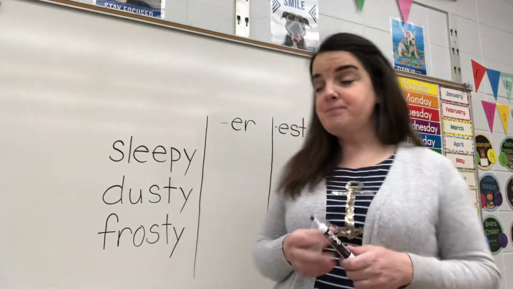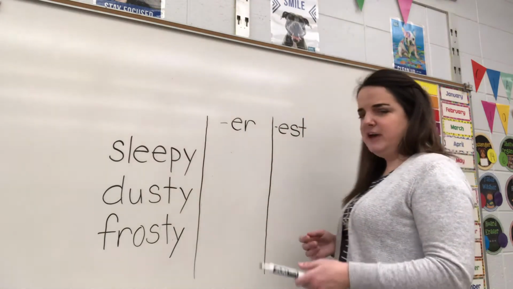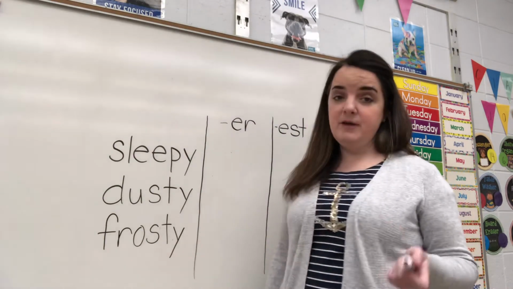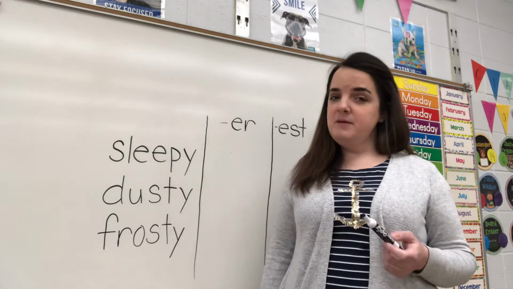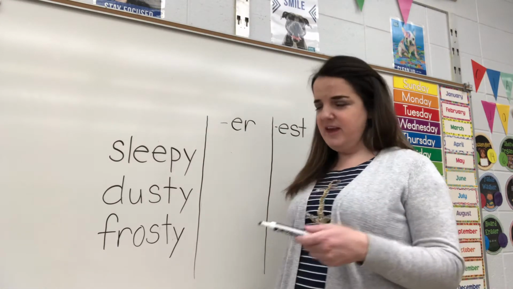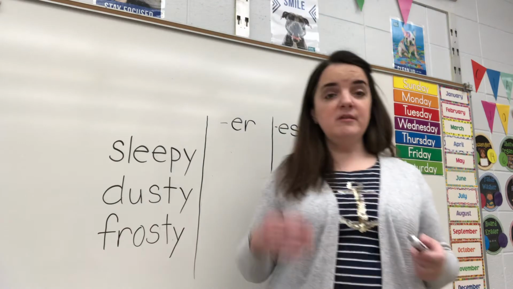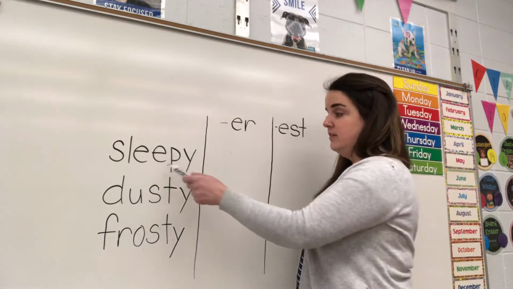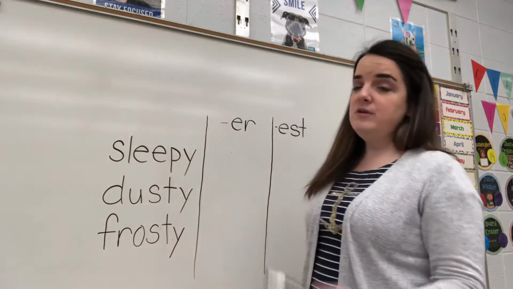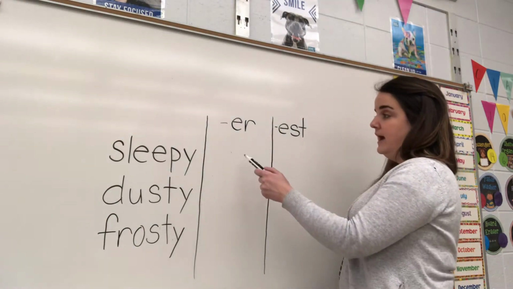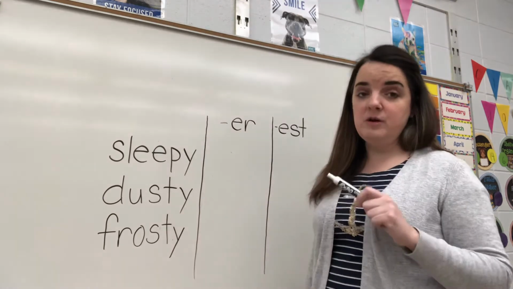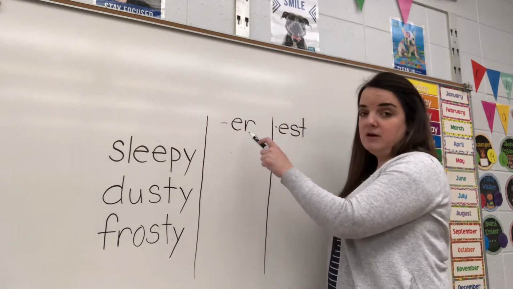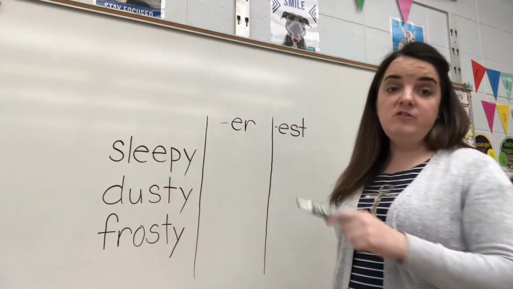So here we go. Today we're going to look at some words that end with the suffix y. Now we know that y sometimes says I as in fly, but in this case, this y says e as in rainy. So we're going to look at these words, then we're going to add a new suffix to these words. We're going to add the suffix er, which says er as in bigger, and then est, which says est as in biggest.